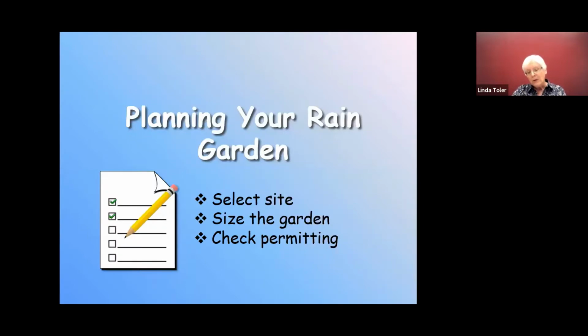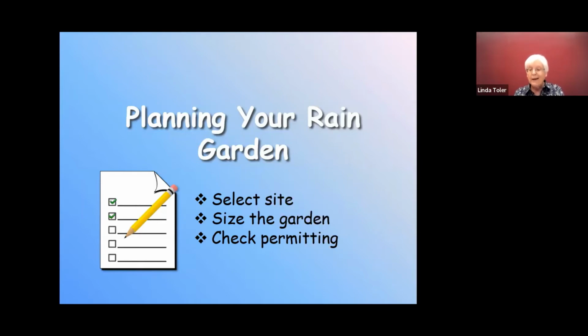So as with most gardens, it's really important to plan your rain garden before you start digging. Because of the special function of the rain garden, it's important that the garden be sited and sized correctly. Otherwise, it's not going to really do its job. And as always, be sure that you have proper permission from your homeowner association or your local county before you start digging.